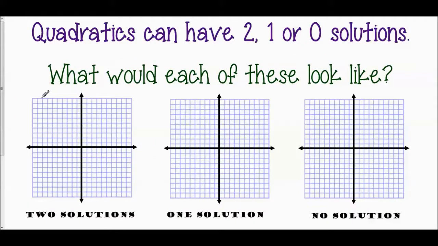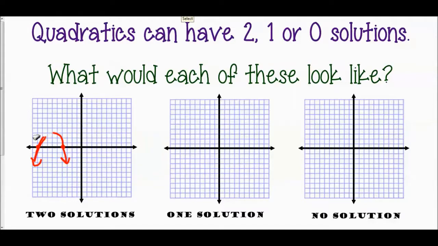So quadratics can have 2, 1, or 0 solutions. So let's try to see how each of these would look. If it has 2 solutions, that means that there are 2 places that it's crossing the x-axis. So that could be right here and right here. Let's go more like that. Could look something like that.